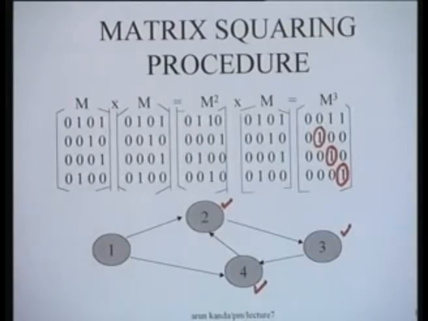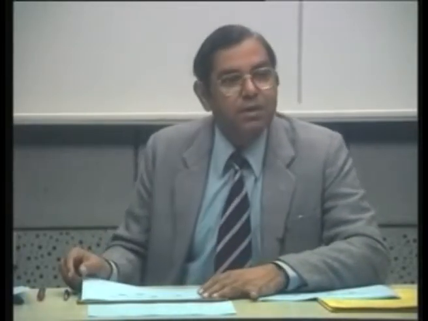Let's work a small example and see what happens. If we get a 1 on the diagonal in the M4 matrix, that means the loop has 4 links. So a matrix like M4 shows that the loop has 4 links, and M5 shows that the loop has 5 links.